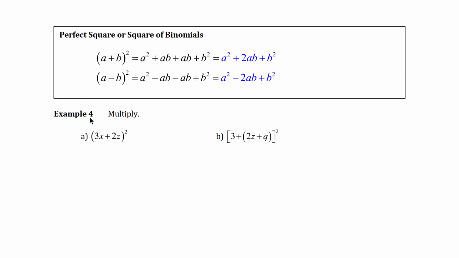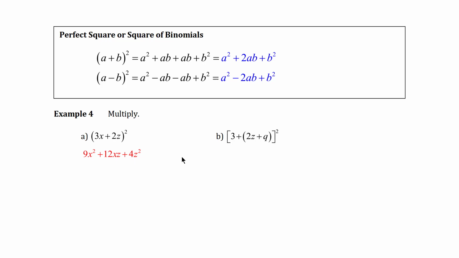In example number 4, multiply. For part A, we have the square of the binomial 3x plus 2z. For this problem, we're going to apply the perfect square formula to do the multiplication. If we square 3x, we get 9x squared. When we square the second term, 2z, we get 4z squared. When we multiply together 3x times 2z, we get 6xz, and then when we double it, we get 12xz. So the final answer is 9x squared plus 12xz plus 4z squared.